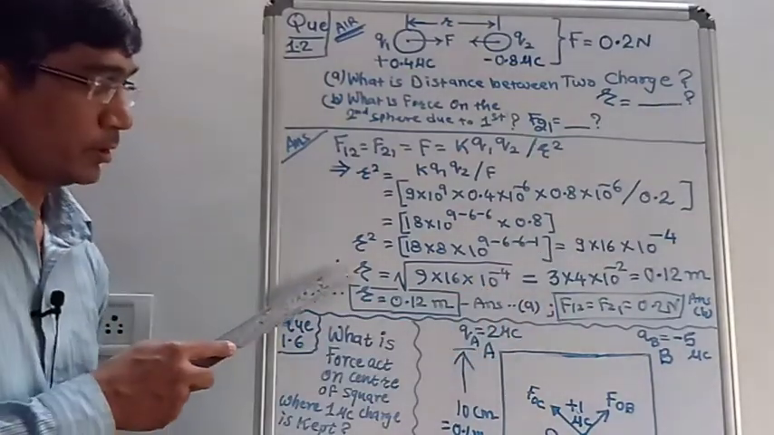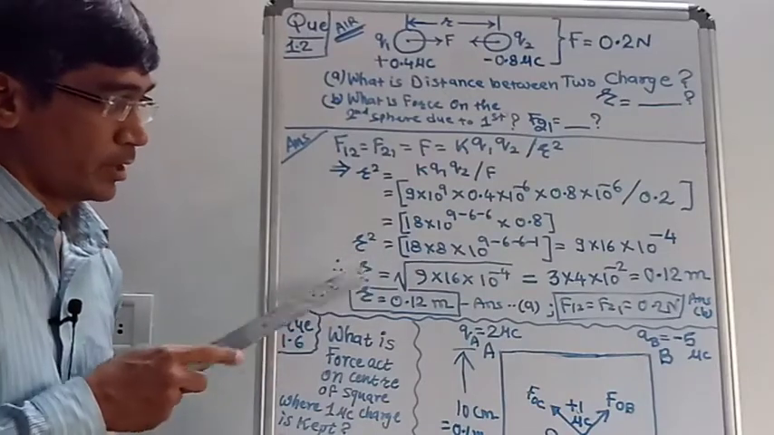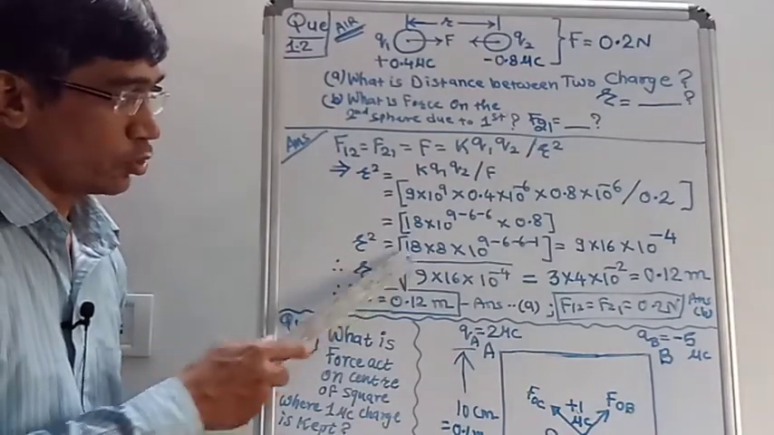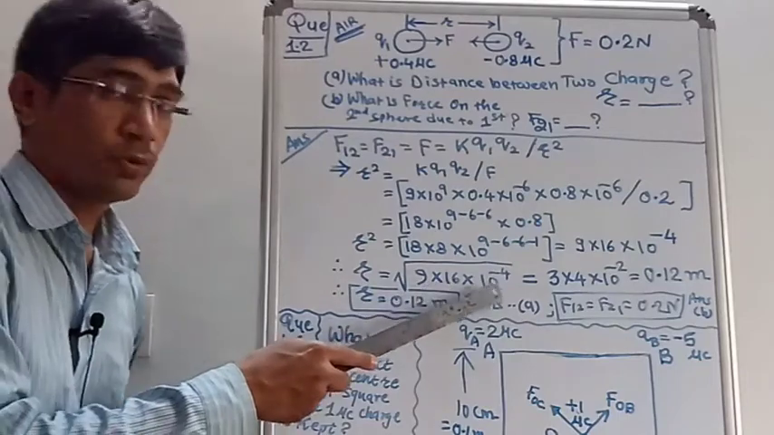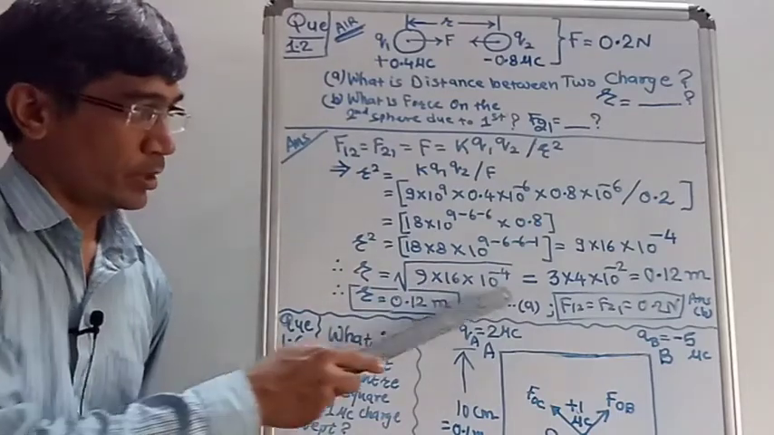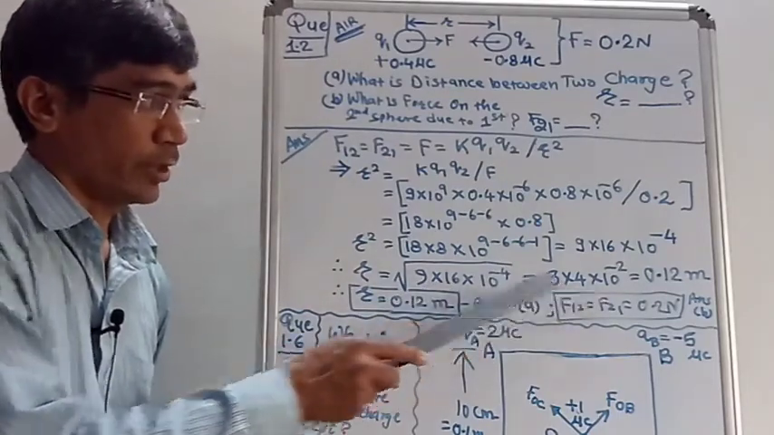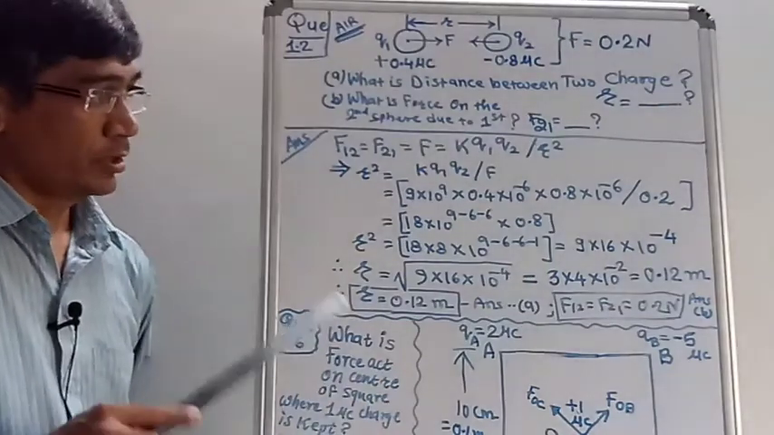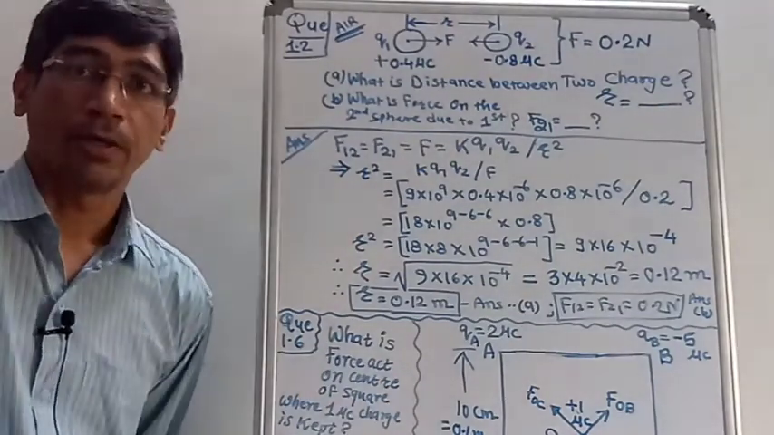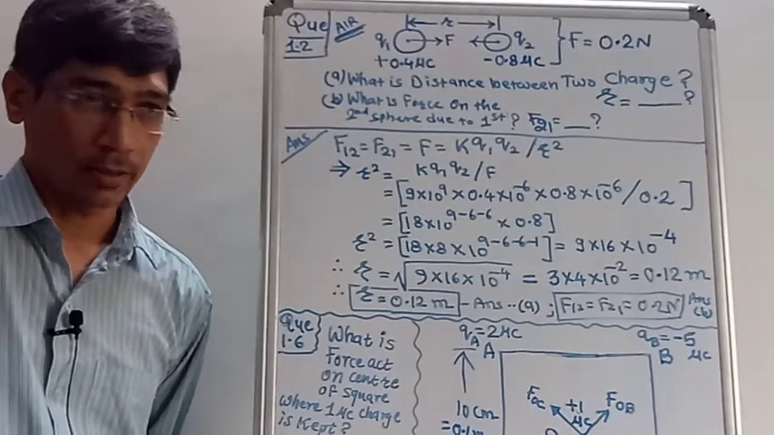So by taking the square root on both sides, we get r is equal to under root 9 into 16 into 10 raised to minus 4, which is equal to 3 into 4 into 10 raised to minus 2 meter, which is equal to 0.12 meter. So this is the first answer.